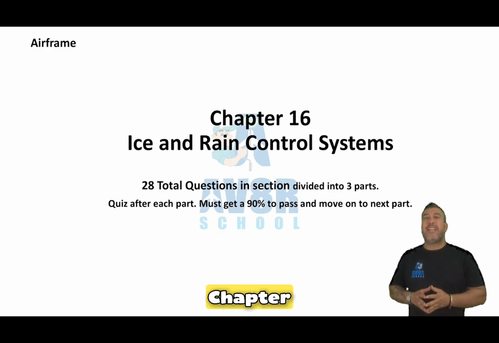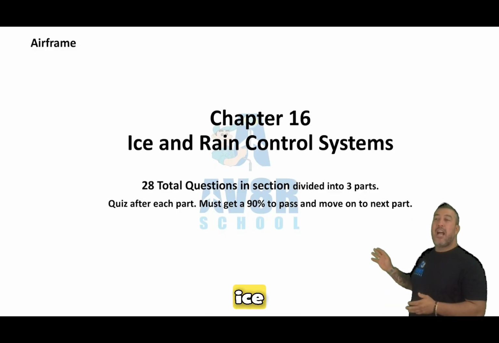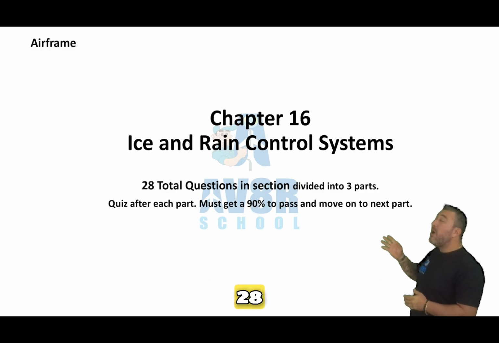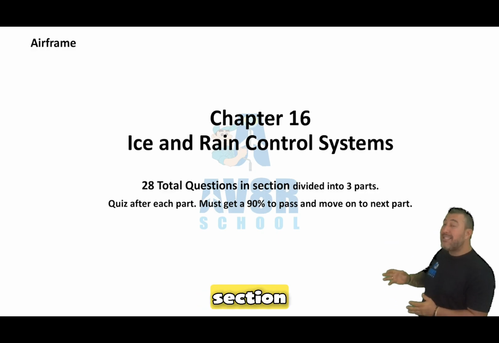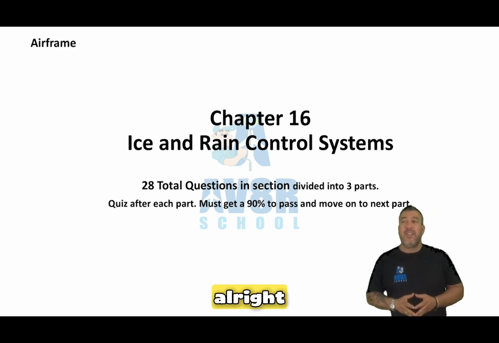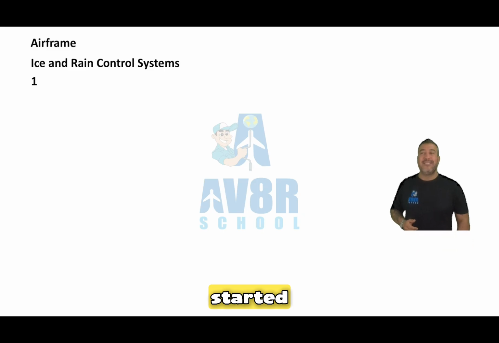Now we're entering into Chapter 16, Ice and Rain Control Systems. There are going to be 28 total questions in this section, and I'm going to divide them into 3 parts. All right, so let's get started.